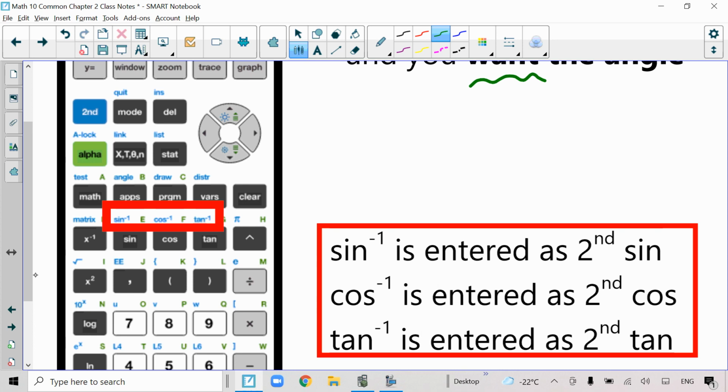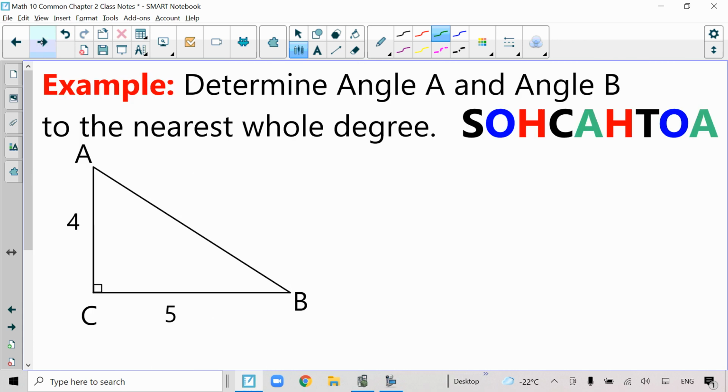See how those are directly above sine, cosine, and tangent? You enter second sine to get sine inverse, second cosine to get cos inverse, and second tan to get tan inverse. So we still use our SOH-CAH-TOA ratios, but if you have the angle, you use sine, cosine, tangent. If you want the angle, you use sine inverse, cos inverse, and tan inverse. Let's do an example, and I'll show you on your calculator how we do this.